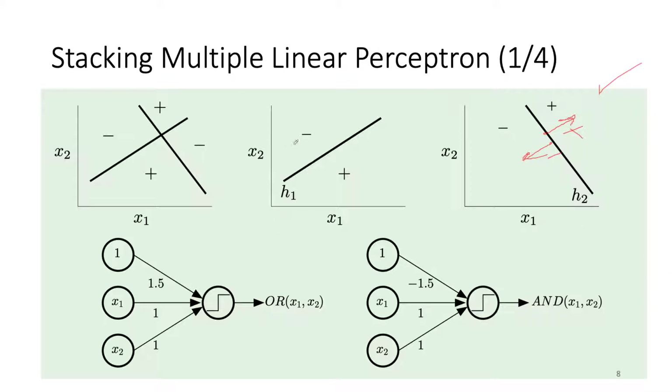Looking at the middle one on top, there is also another linearly separable data, but in the reverse order. So this will classify the pluses here, and minuses there. So we call this a second hypothesis. We call it H1, right? Now we have H1 and H2.